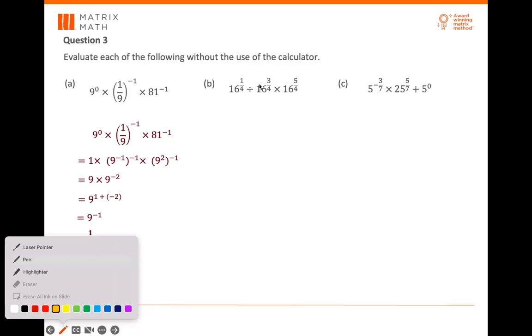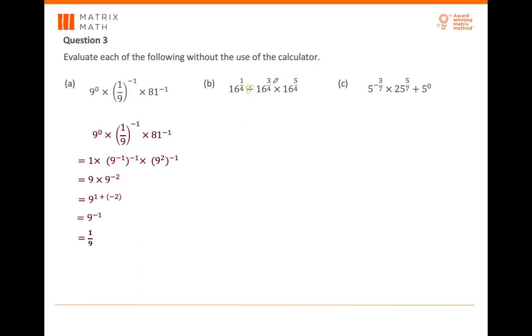16 to the power of 1 over 4 divided by 16 to the power of 3 over 4 times 16 to the power of 5 over 4. So if you realize, the bases are all the same. So if it's divide, that means power minus. If it's times, you plus. So you will have 16 to the power of 1 over 4 minus 3 over 4 plus 5 over 4. So you get 16 to the power of 3 over 4.